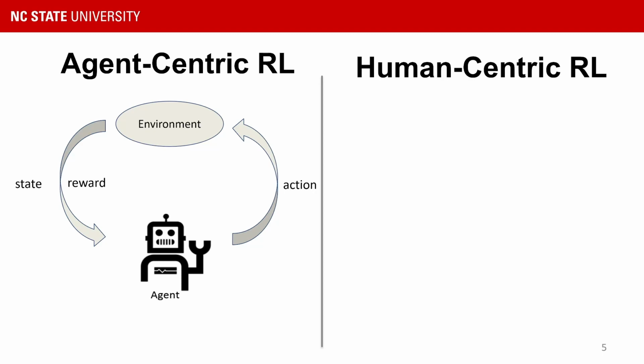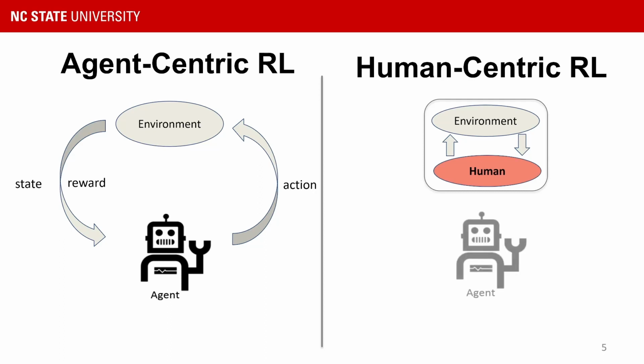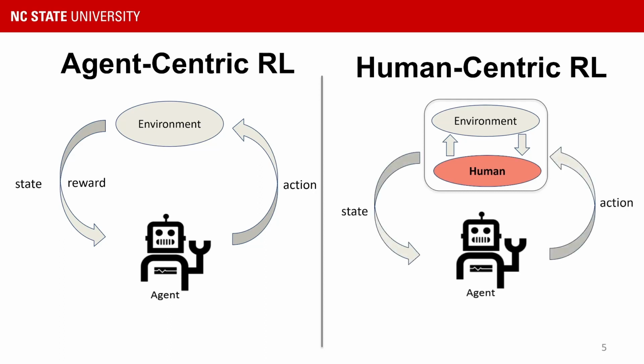In human-centric RL, the human will interact with the environment, and the goal of the agent is to make the interactions between the human and the environment productive. At any given time step, the agent observes how the human interacts with the environment, takes an action, gets a reward, which is a result of the interaction between the human and the environment. Different from agent-centric reinforcement learning, there are two agents involved, the human agent and the reinforcement learning agent.